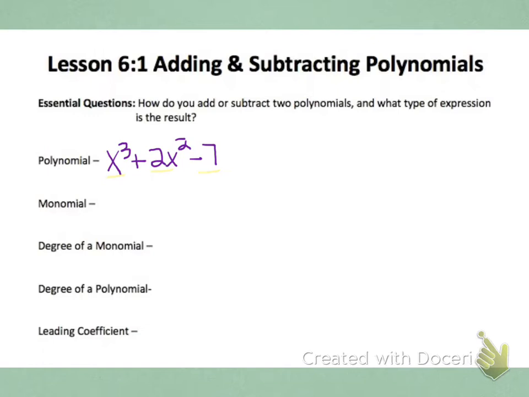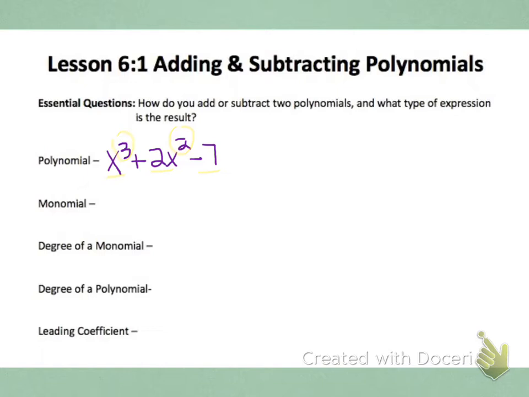Now, one of the things that is important to know about polynomials is that polynomials have to have only whole number exponents. And even if you have a constant term like this 7, this is like saying x to the 0 power. So that really is a whole number exponent. And so we're not allowed to have fractional exponents or negative exponents. Those are different kinds of functions.